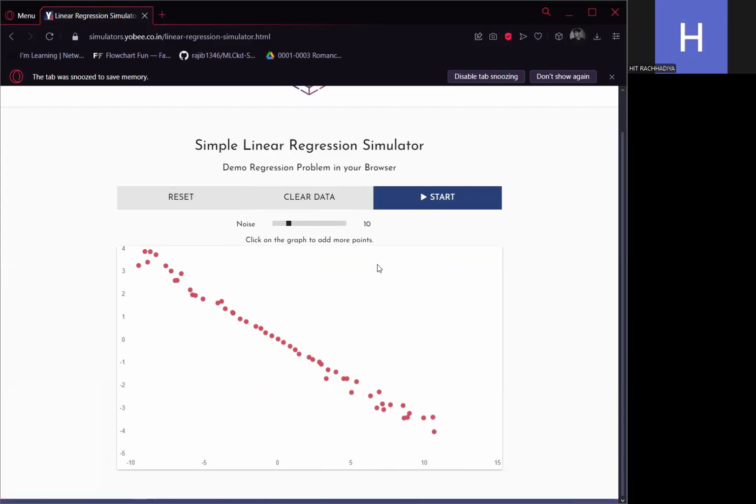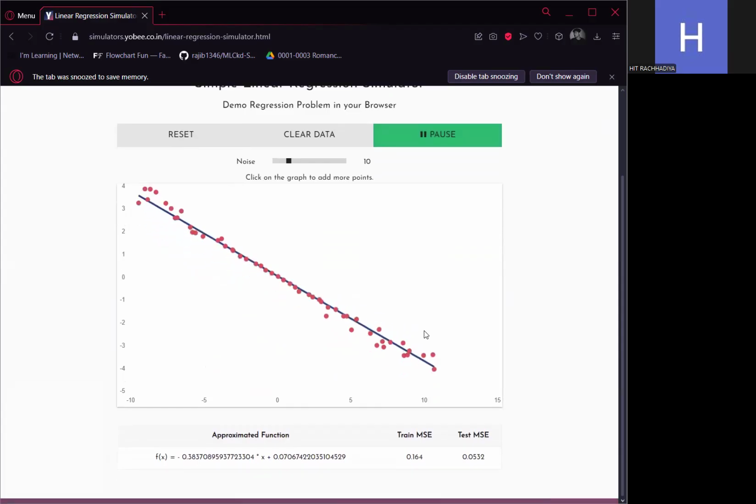Let's start the simulation. We can see it generating the best fit line for our model, and in the analysis section we can see the approximated function, train MSE and test MSE.